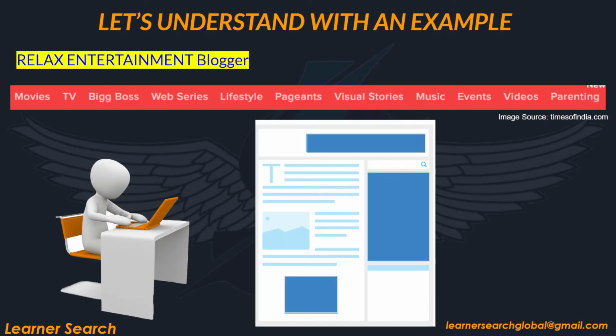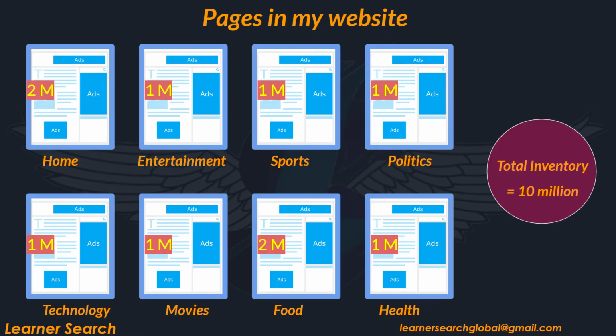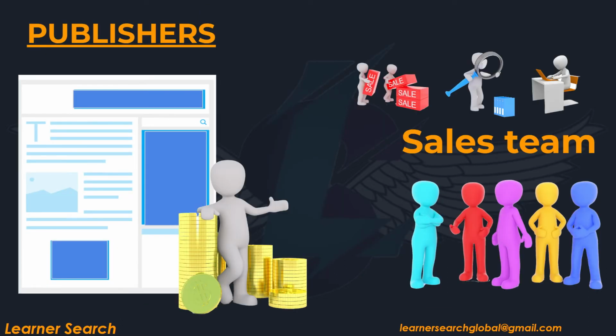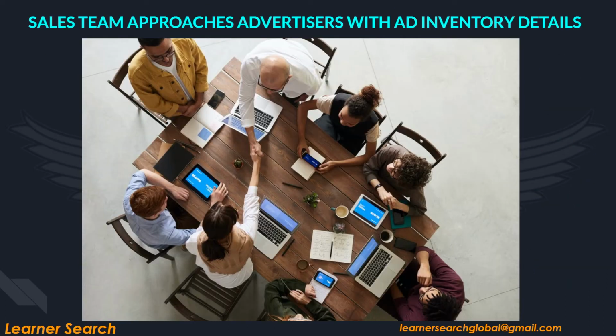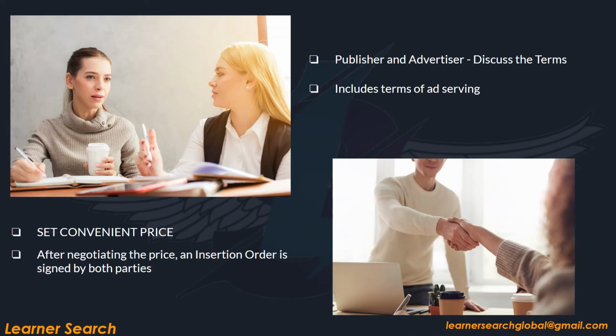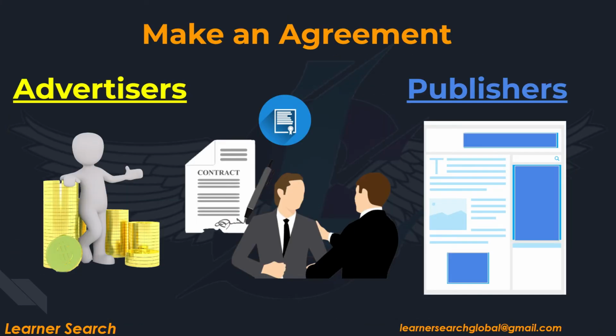Let's assume you are a publisher who manages a website with a number of different category pages, and each page gets millions of monthly impressions. In this example, 2 million for the homepage, 1 million for entertainment, 1 million for politics, and so on. To sum up, the total ad inventory generated per month through this website is 10 million impressions. Once this inventory is ready, your sales team approaches advertisers with all of the information they need to make a sale, and they strike a deal.